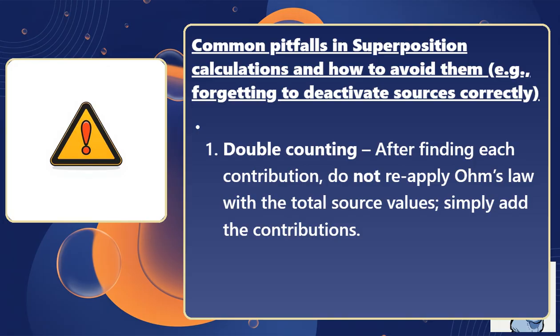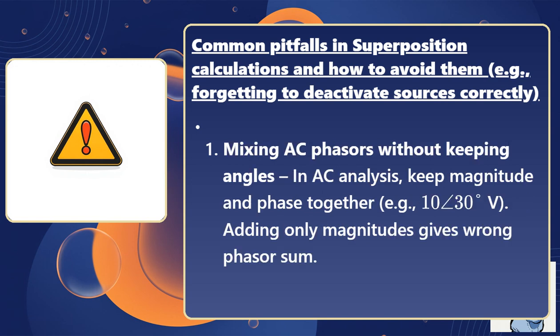After finding each contribution, do not reapply Ohm's law with the total source values. Simply add the contributions. 5. Mixing AC phasors without keeping angles. In AC analysis, keep magnitude and phase together. For example, 10 angle 30 degrees volts. Adding only magnitudes gives a wrong phasor sum.